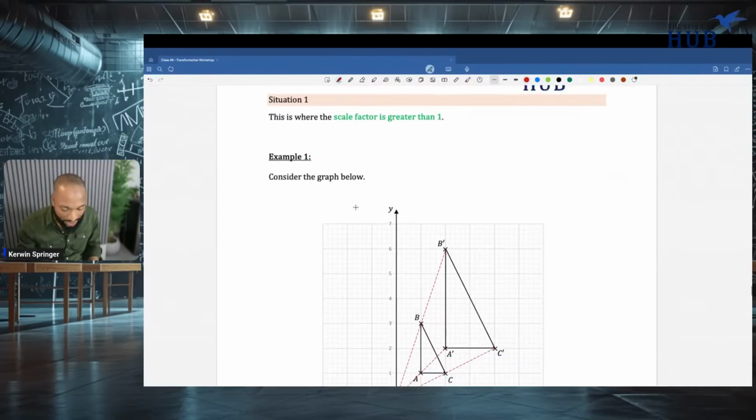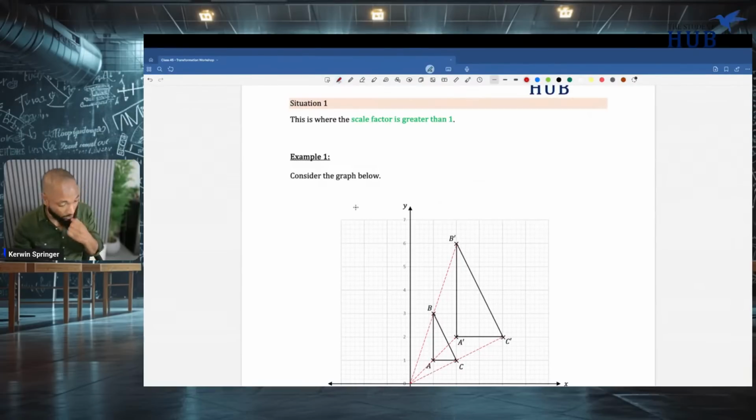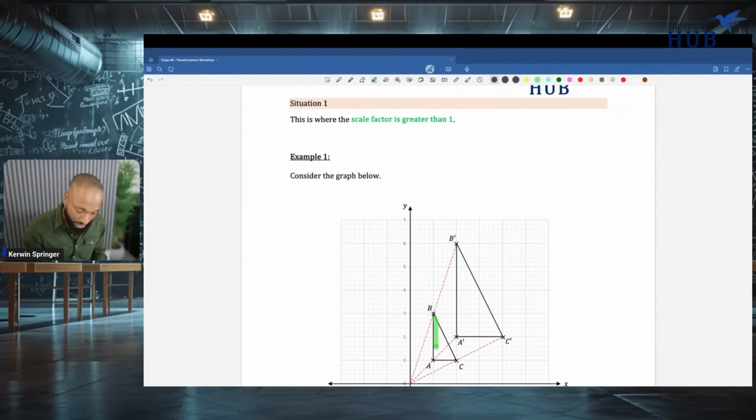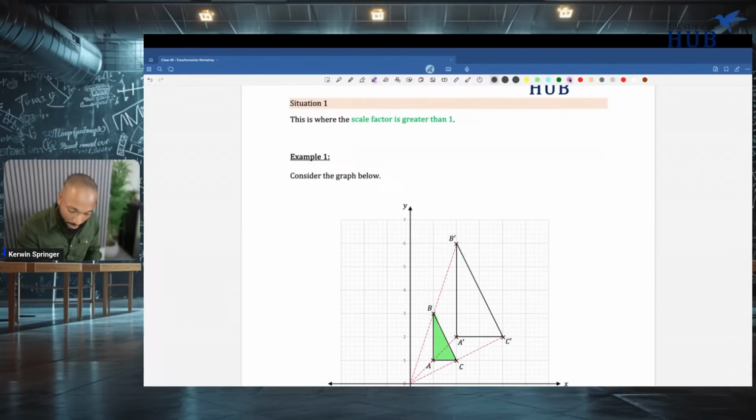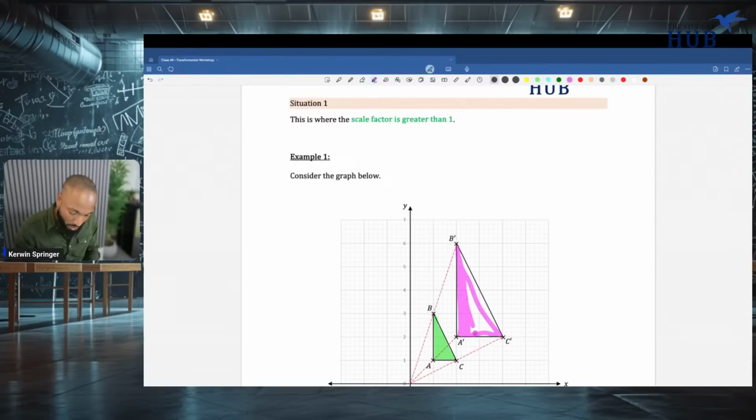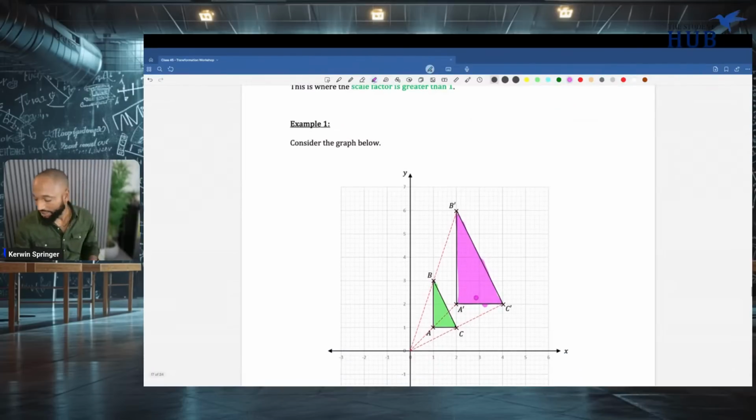This is where the scale factor is greater than 1. Can you see the object? This is the object, ABC. Can you see the image? A prime, B prime, C prime. What do you think the scale factor of enlargement is, class? Scale factor of enlargement is what?